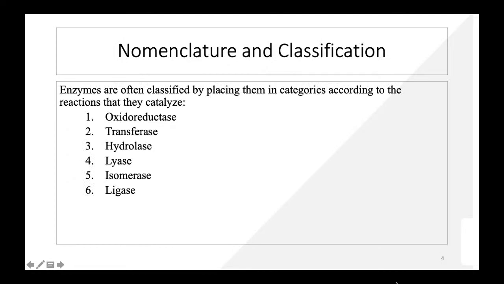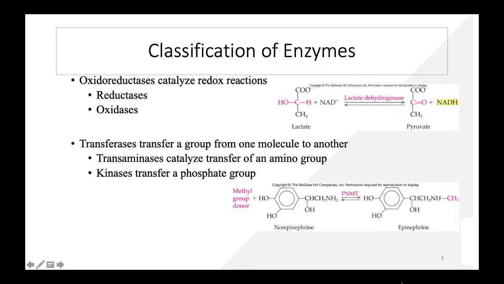So basically, your enzymes are divided into 6 classes: oxidoreductase, transferase, hydrolase, lyase, isomerase, and ligase. Oxidoreductases catalyze redox reactions, including your lactate and pyruvate. In the presence of lactate dehydrogenase, they are doing the reduction and oxidation reaction. So your OH group is removed, H is removed, and mainly COO is left.